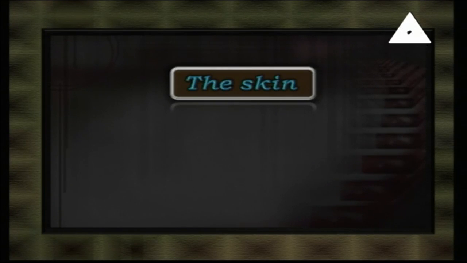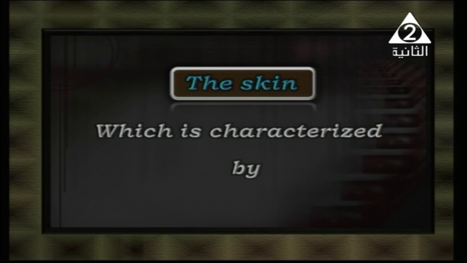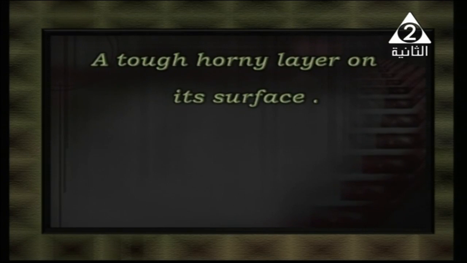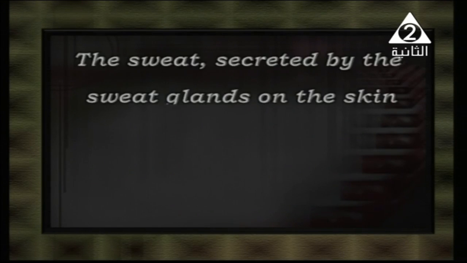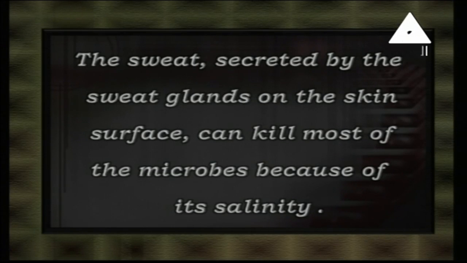Starting with the skin, which is characterized by a tough horny layer on its surface. This layer acts as a barrier that is very difficult for pathogens or other viruses to penetrate or pass through. The sweat secreted by the sweat glands on the skin surface can kill most microbes because of its salinity, because it contains a large amount of salts.